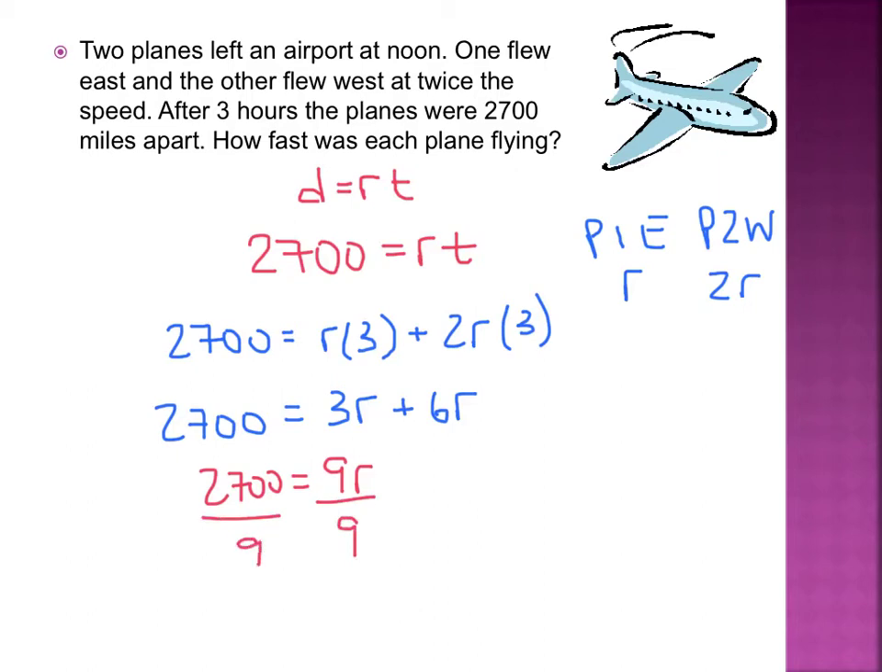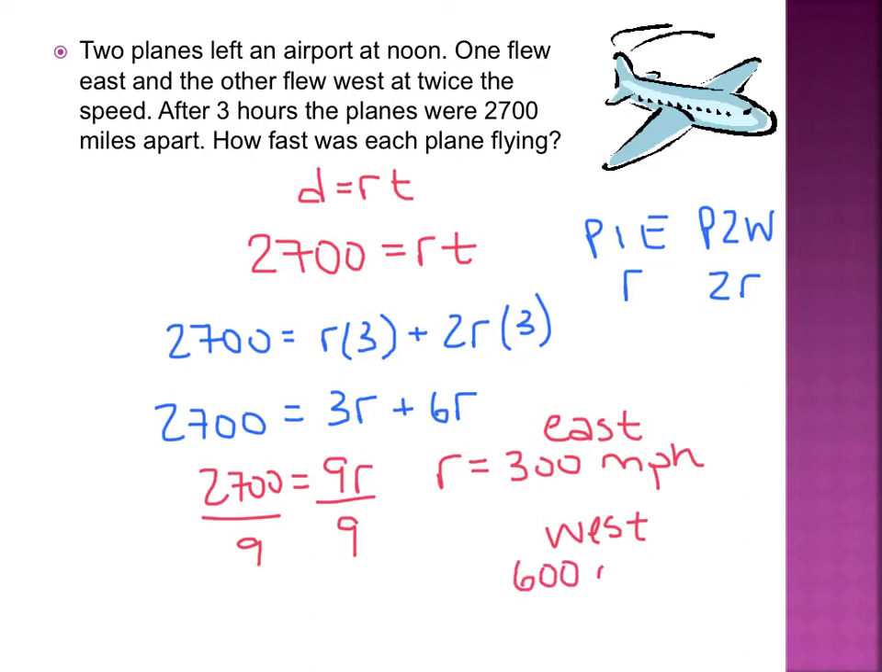So my rate is going to be 300 miles per hour for the plane that was going east. Now the plane that was going west, it was 2 times that, so 2 times r, so that's going to be 600 miles per hour for the west heading plane.